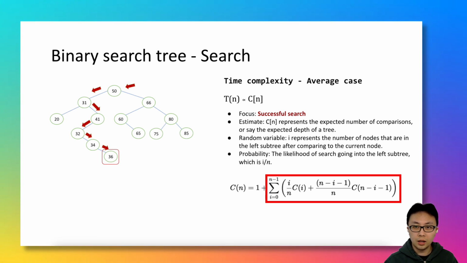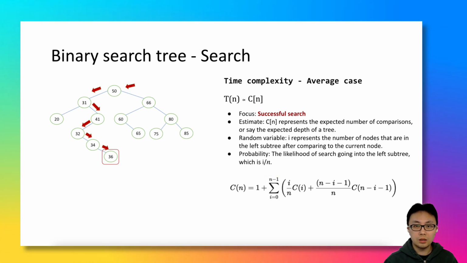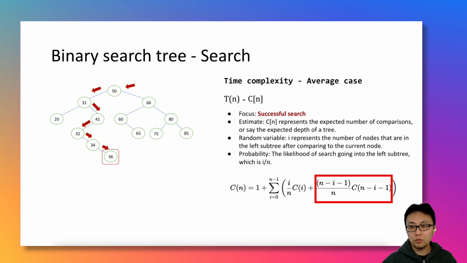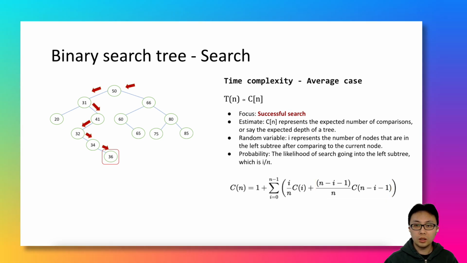This is an expected value, and that's why it is a sum of 2 items, and each item is a product between the random variable and its corresponding probability. I divided by n multiplied by C of I represents the expected number of comparisons when the search goes into the left subtree, while the other item represents the expected number of comparisons when the search goes into the right subtree.